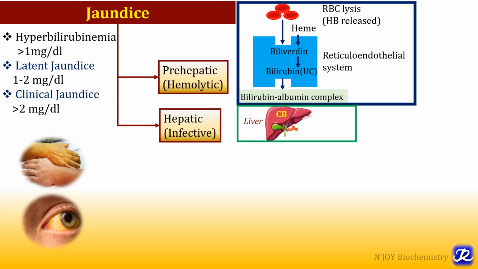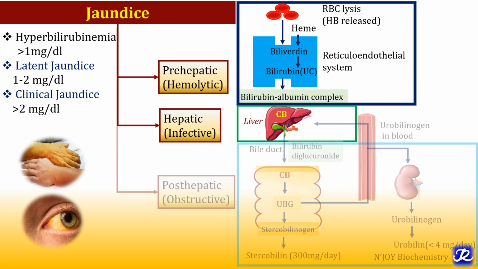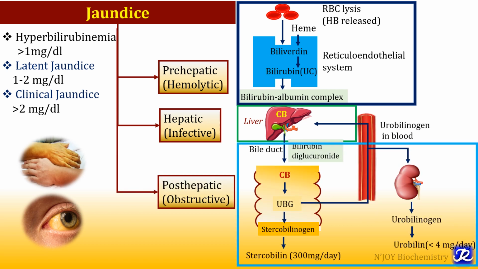Now the second is hepatic jaundice. This hepatic jaundice is also called infective jaundice or hepatocellular jaundice. So in this condition, the liver is involved. What happens in the liver during heme catabolism? Conjugation occurs. So if there is any defect in the conjugation, or because of hepatitis or any condition which damages the liver, meaning there is liver dysfunction, in that condition the jaundice occurs and it is called hepatic jaundice. The third is post-hepatic, meaning after the liver.